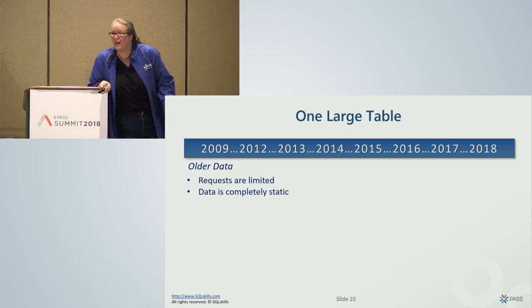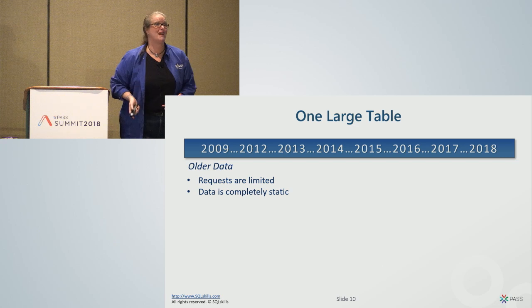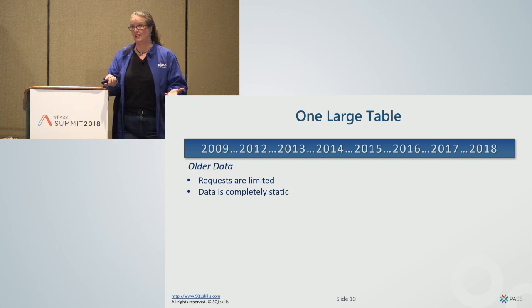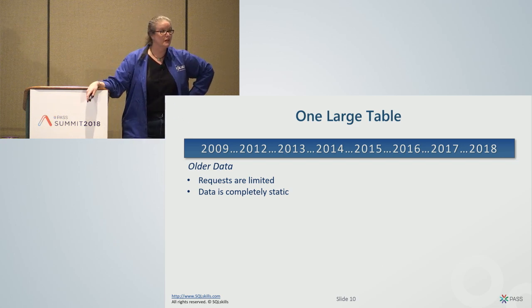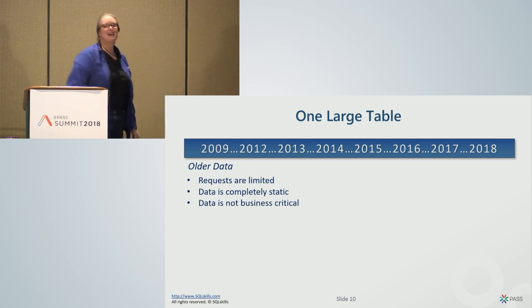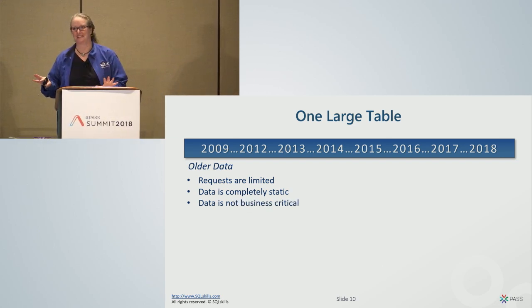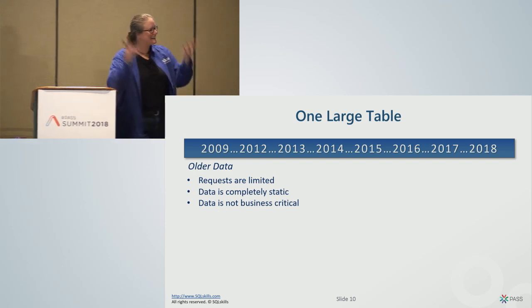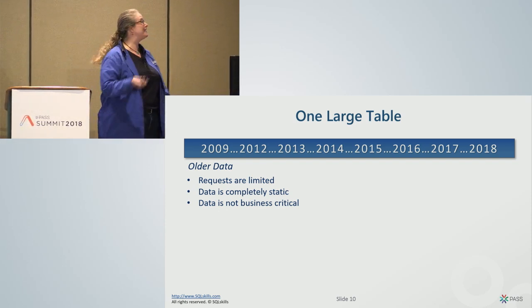Why would you have any fill factor at all? Like, why are we even doing any management or maintenance on the 2009 data? Well, because it's in one table, right? Data is not hardly business critical, right? I mean, 2009, like I said, it could go down and people might not even notice.